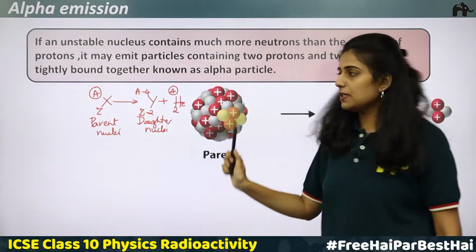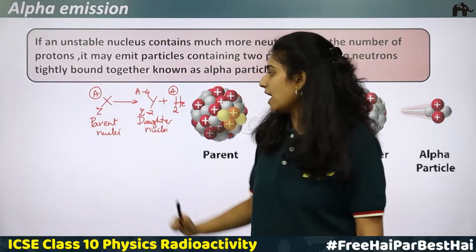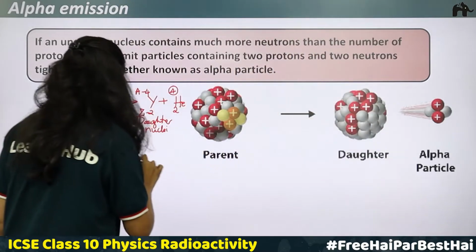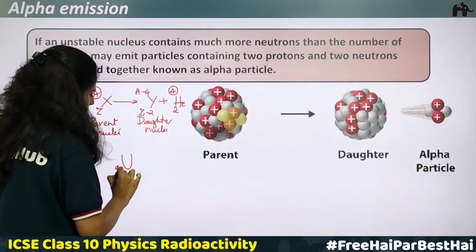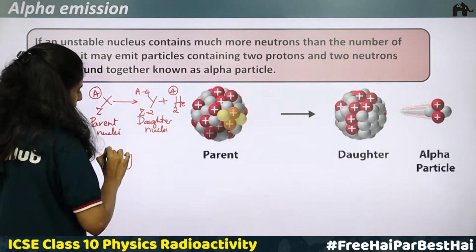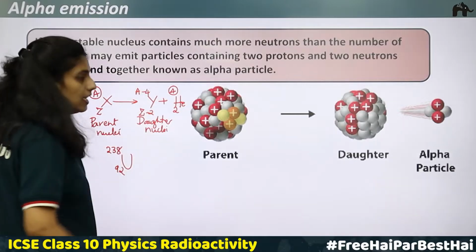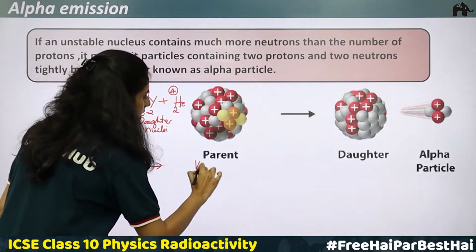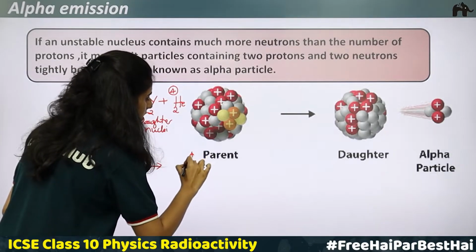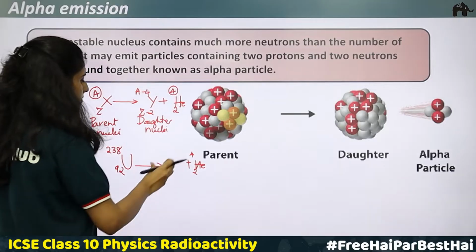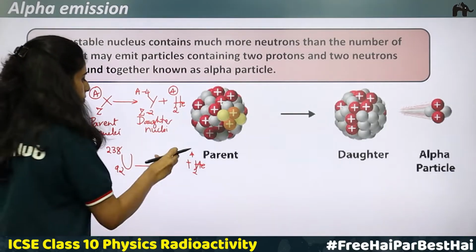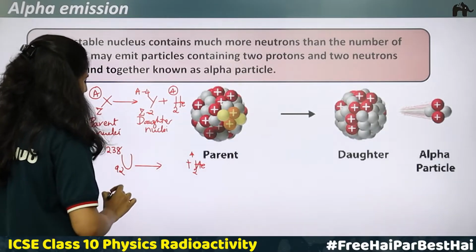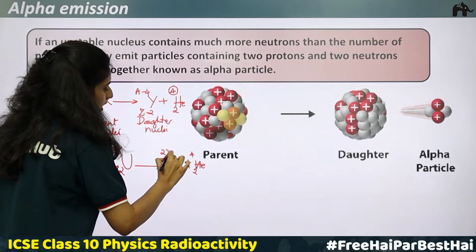Now, let us take an example. Here, X is the parent atom and Y is the daughter atom. We will take uranium, with atomic number 92 and mass number 238. It is undergoing alpha emission, and an alpha particle is released. Then, what will be the daughter nucleus? Which element comes over here? The element will have a mass number 234.